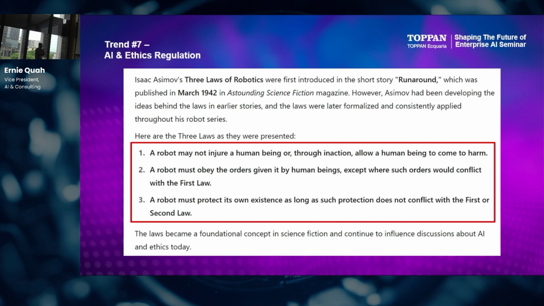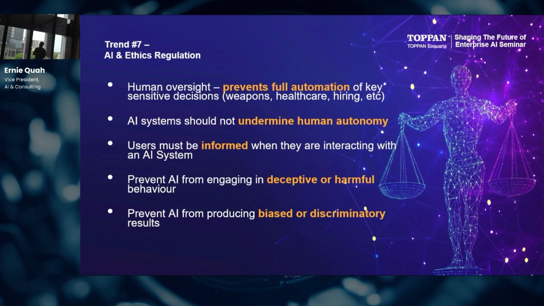So that was science fiction, but now we are there already, because these are the things that are said by AI regulation. The laws are coming out. Number 1, human oversight prevents full automation of key sensitive areas like weapons, healthcare, even hiring. Hiring means that you cannot let an AI scan candidates and then make the decision of who to hire. 2, users must be informed when they are interacting with an AI system. It cannot undermine human autonomy, meaning it cannot prevent you from doing the things you want to do. It cannot deceive or cause harm, and it must prevent bias or discriminatory results. So these are some examples of the AI ethics and laws that are coming up to govern AI, all right?